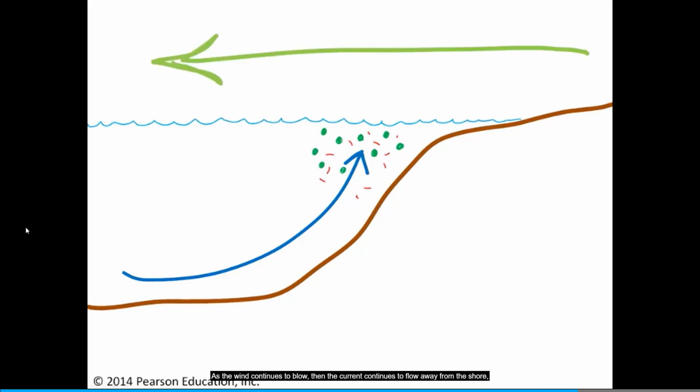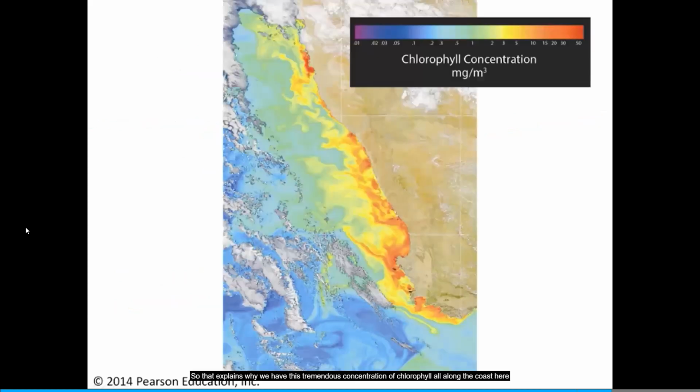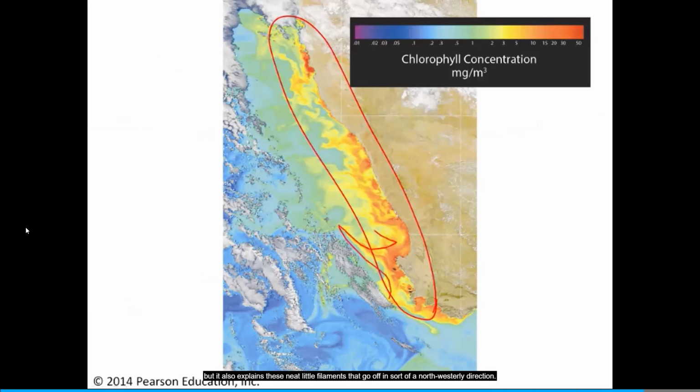As the wind continues to blow and the current continues to flow away from the shore, those plankton are dragged along with it and they end up going offshore too. So that explains why we have this tremendous concentration of chlorophyll all along the coast here, but it also explains these neat little filaments that go off in sort of a northwesterly direction. Those are basically showing us what direction the current is flowing at this location.